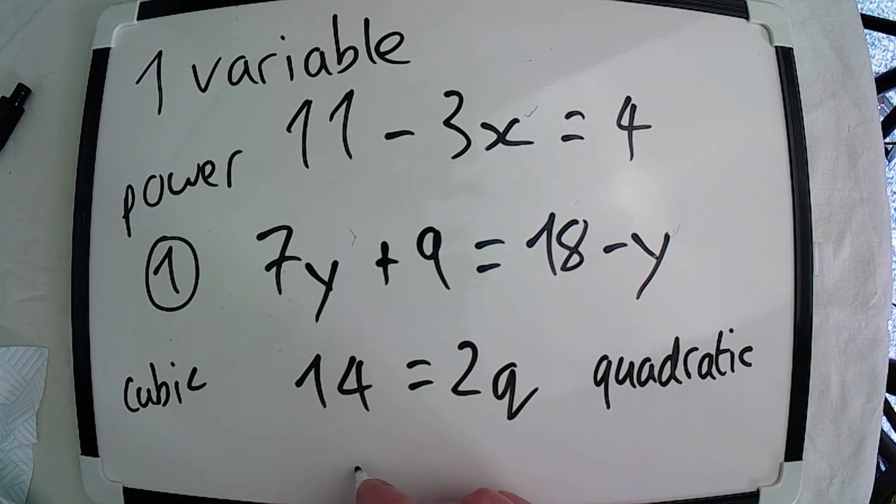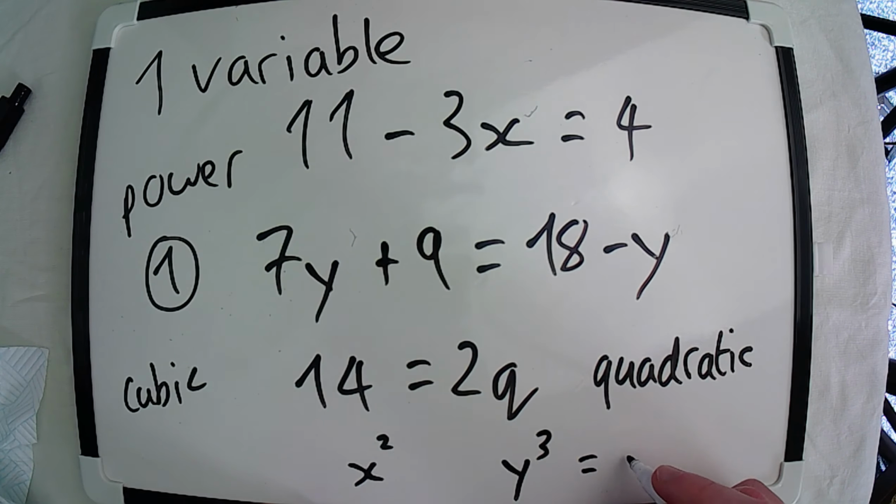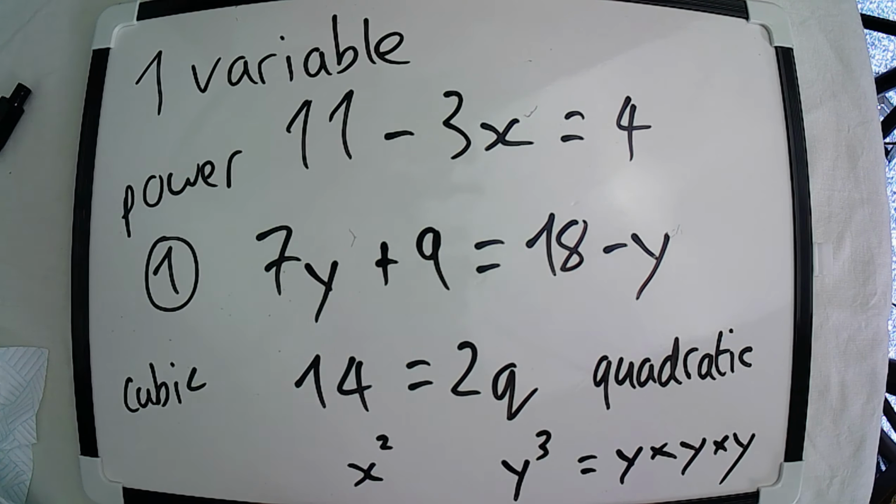A reminder that if you have something like x with a little 2, we would call that x squared. So you have y with a little 3, that would be y cubed. And that means y multiplied by y multiplied by y, so a total of 3 times. So that's one of the things that people find very difficult about linear equations. They don't actually know the language that is used when you're studying linear equations.